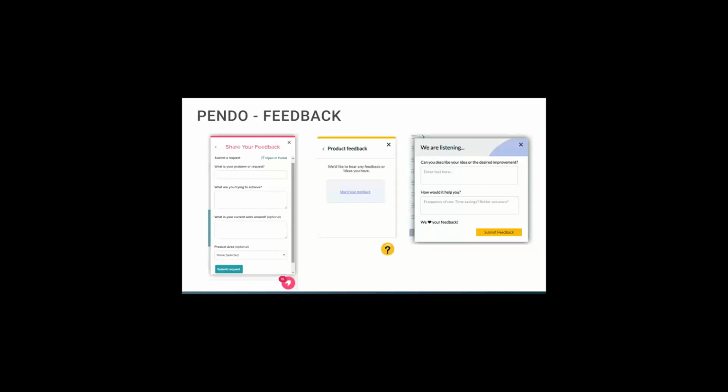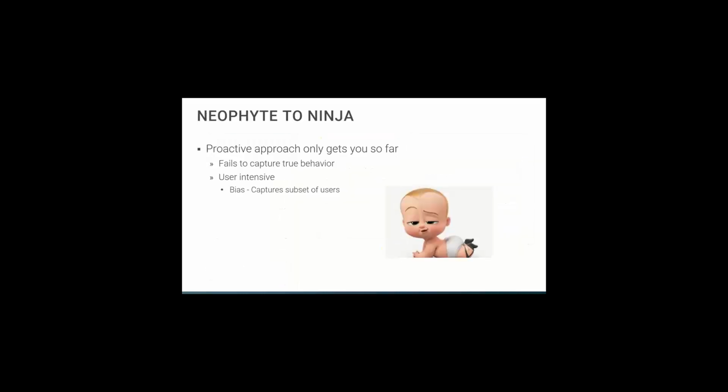Okay, so you might think to yourself, great, I've got all these ways I can proactively get user feedback, and I can up my documentation, make it even better for the user. However, the proactive approach only gets you so far. It fails to capture the true behavior of the user. It captures what the user is telling you, but it doesn't capture what they're doing when they're in the documentation portal. And it's very user intensive. So the user has to take further action in order to give you that feedback.